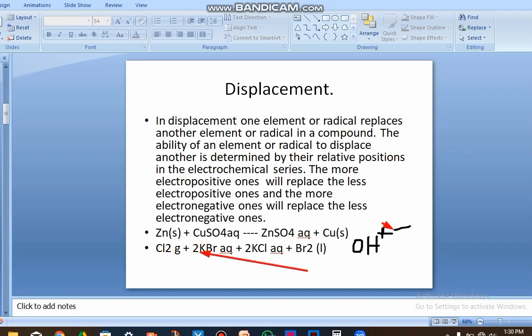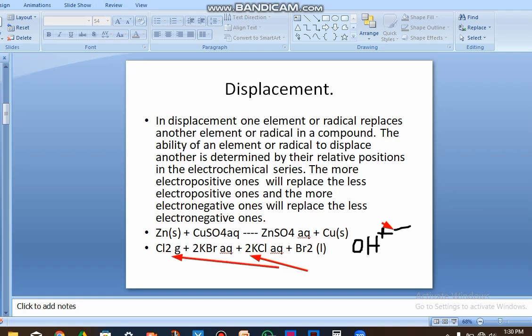Okay, look at the second one. This is chlorine and this is potassium bromide. Here is potassium bromide, but here look at it now. Chlorine has replaced bromine. See, this middle is not a plus, it is an arrow, a forward arrow. Make sure you change it. It is a forward arrow.